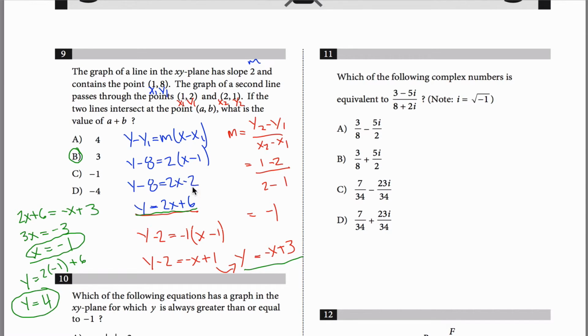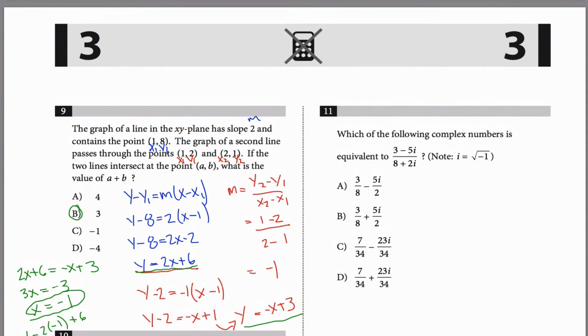Wow, that's a lot of algebra. That's a tricky way to solve this problem. Are there better ways to solve this problem? Probably. Let's see what happens if we graph it. I bet we can narrow down what quadrant the lines intersect at, and then maybe from that we can estimate what a plus b would be.